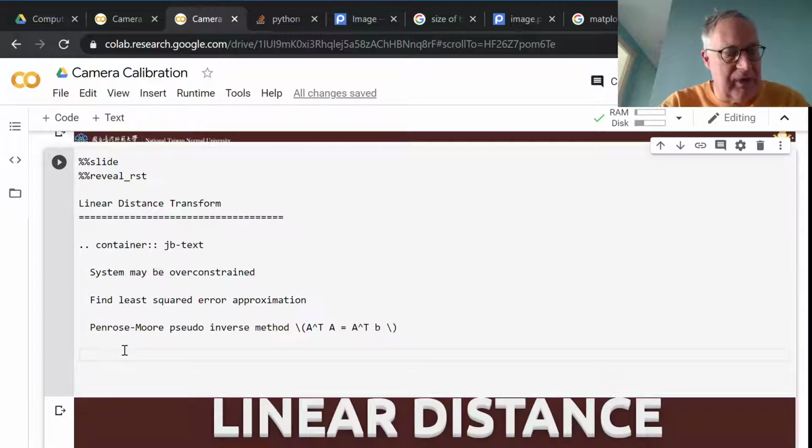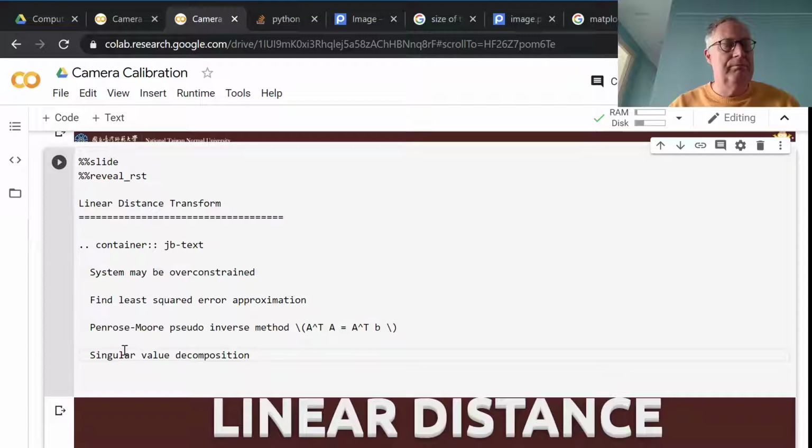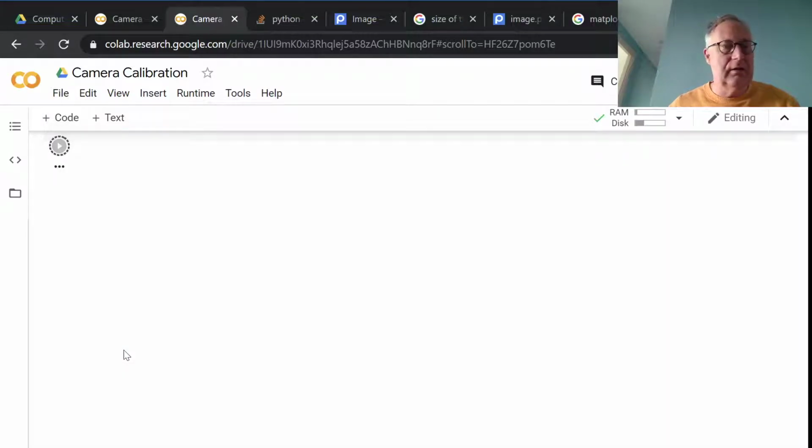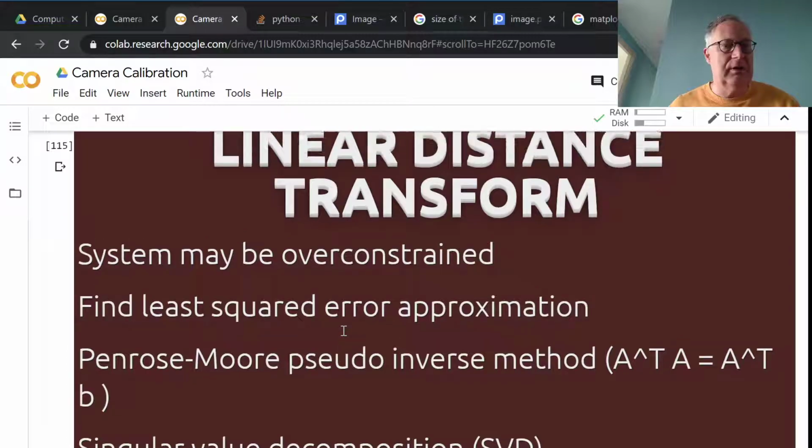Now, how we find the null space is done using an algorithm called the singular value decomposition, because what we actually need is we need to find the eigenvalues. Depending on how many points I use, the singular value decomposition, SVD, is one of the fastest ways of calculating the null space of a matrix.